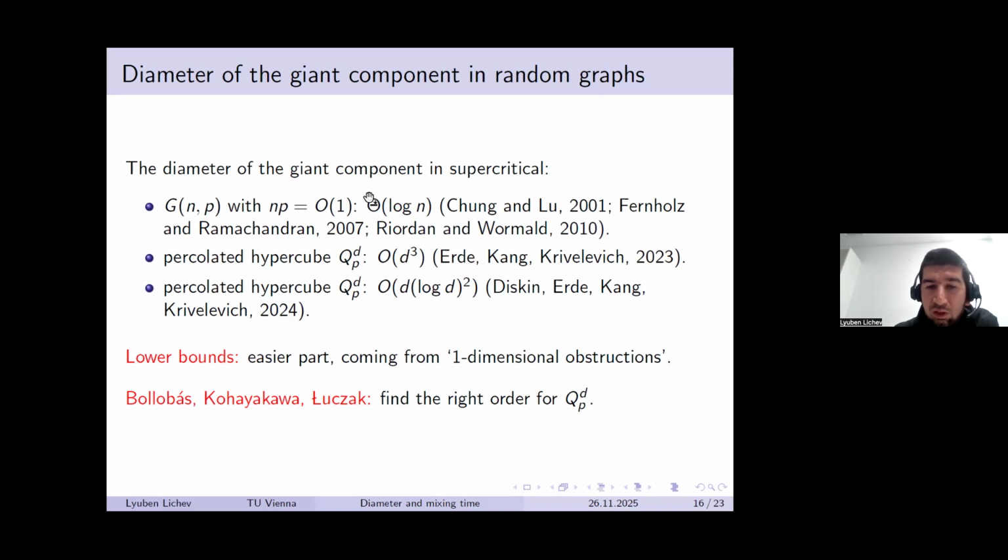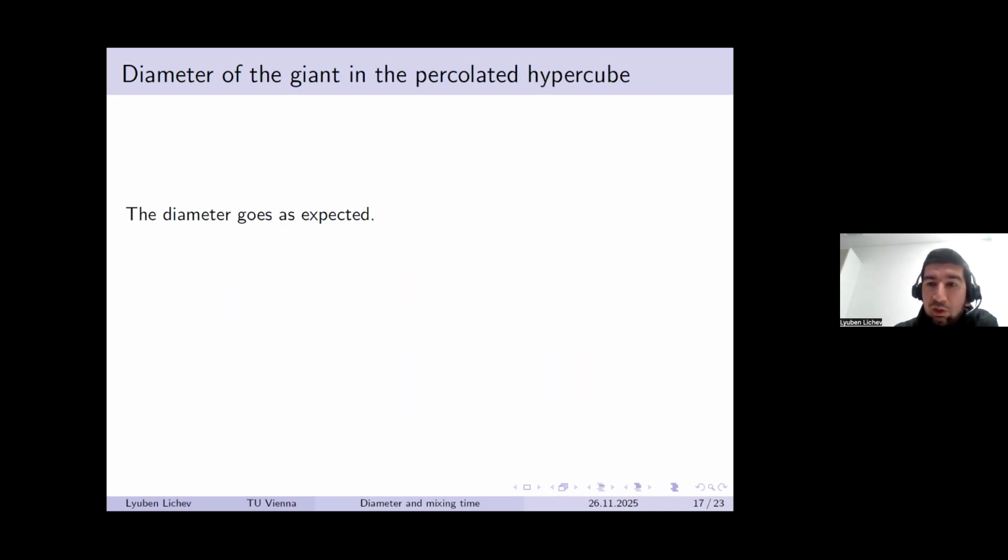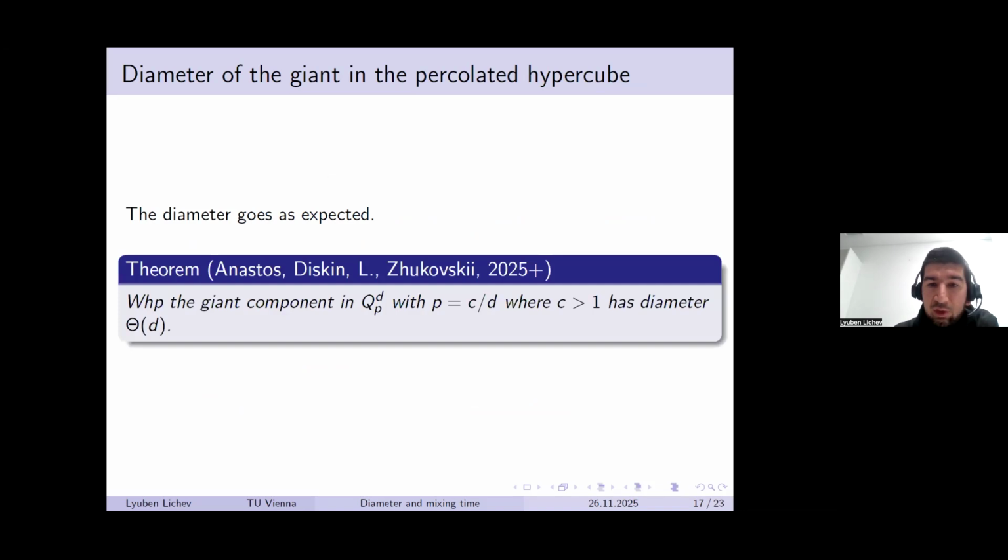So this tells you that the diameter cannot be smaller than order log n. And the same thing here. So for Q^d_p, we would expect that the diameter is again of order d, and this logarithmic correction should actually not be there. And this is what Bollobás, Kohayakawa, and Łuczak actually conjectured, that the diameter should be just linear in d. And this is actually what happens. So the diameter is indeed linear in d with high probability.